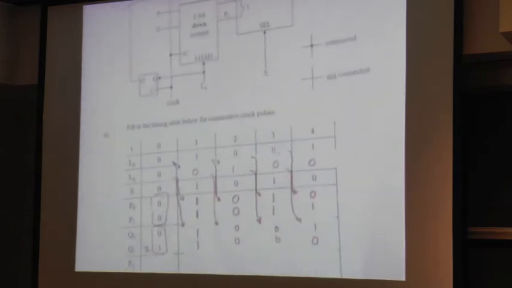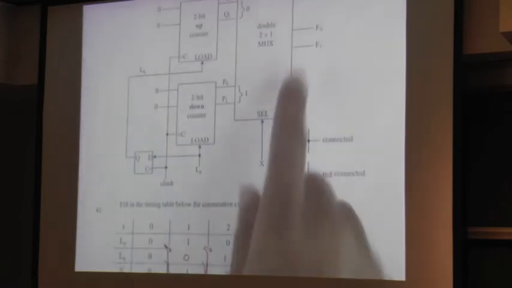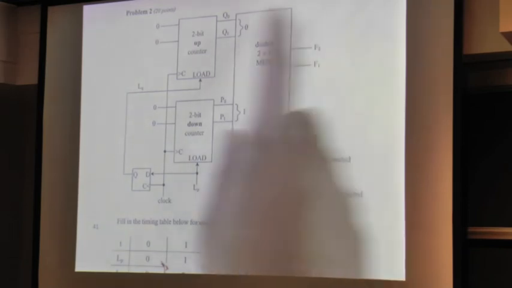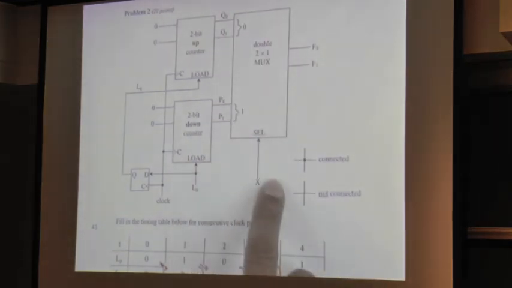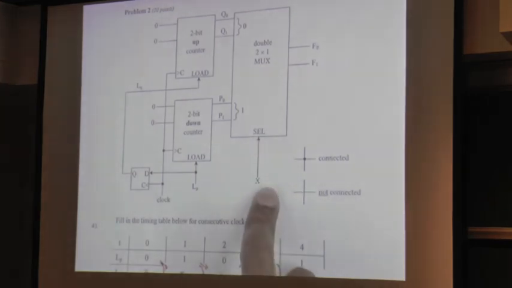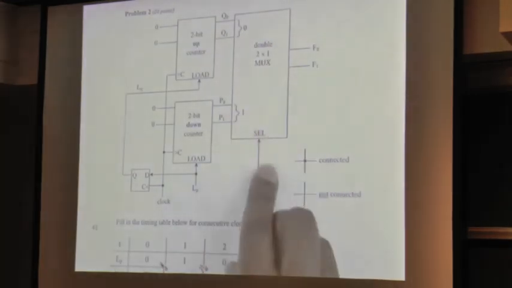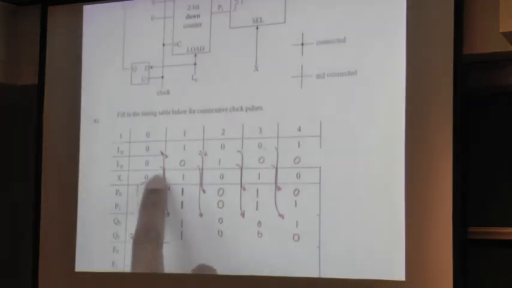All right, so the final part of the question involves this mux. The output F0, F1 is either equal to Q0, Q1, or P0, P1, depending on the value of the select signal, X. So if X is equal to 0, you feed in the Qs. If X is equal to 1, you feed in the Ps. And the X signal is given, right? So this is pretty easy.